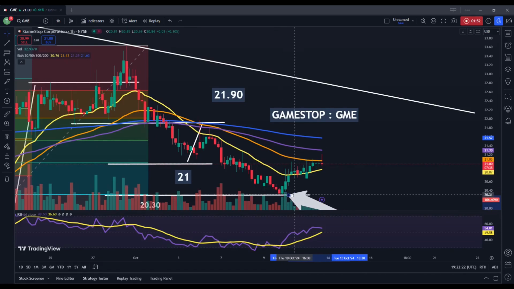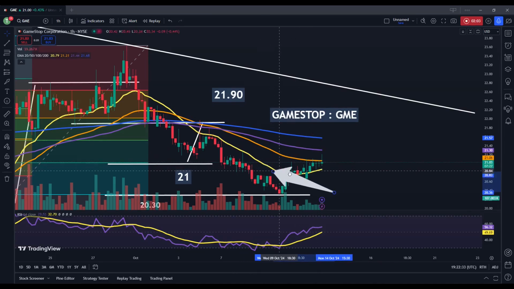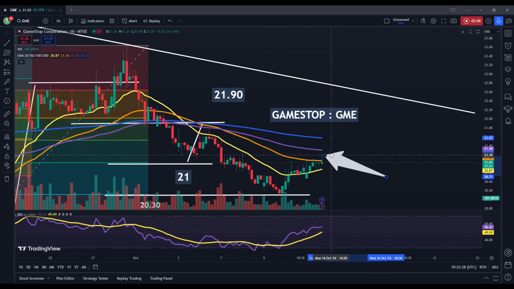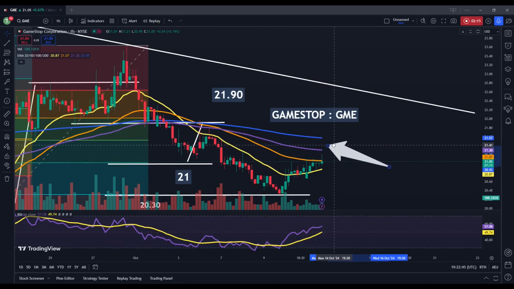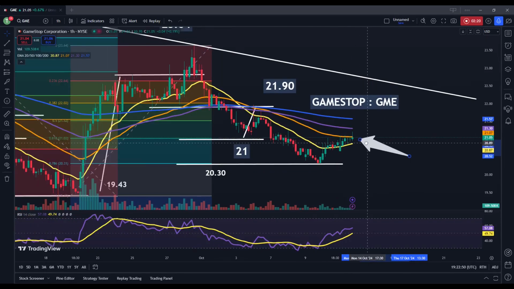So the fact that we did manage to find some support here at $20.30 is encouraging, and then we did bounce up enough for share prices to break above that 20-hour EMA, this yellow line here. And then we're also seeing a bit of a break above that 50-hour exponential moving average as well. This is encouraging, but I do think that we're about to start seeing this exponential moving average cluster tighten a bit, and this could even mean that it might be easier for share prices to break above there as well.